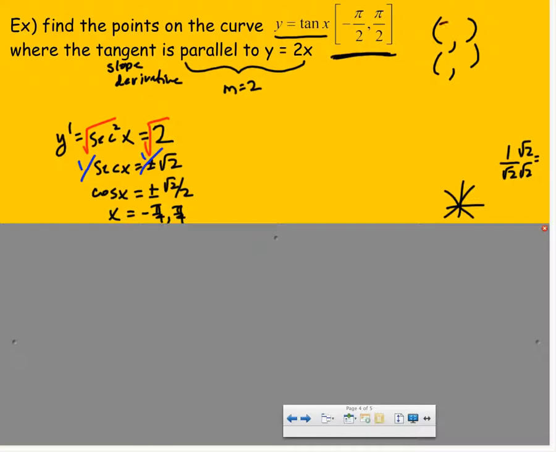Yay! I know my x. And if I know my x, how do I always get my y? I plug it in. y equals tan of x. So in this case, y equals the tan of pi/4. The tan of pi/4 is 1, and the tan of negative pi/4 is -1, and I have now answered the question. Those are the points where the slope, or the derivative, of y equals tan of x has a slope of 2. Okay?